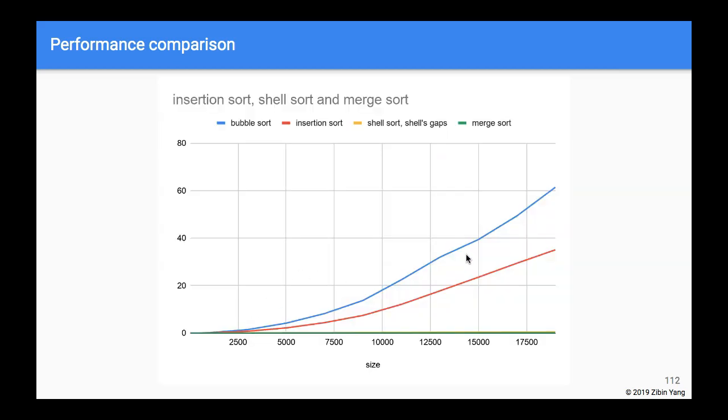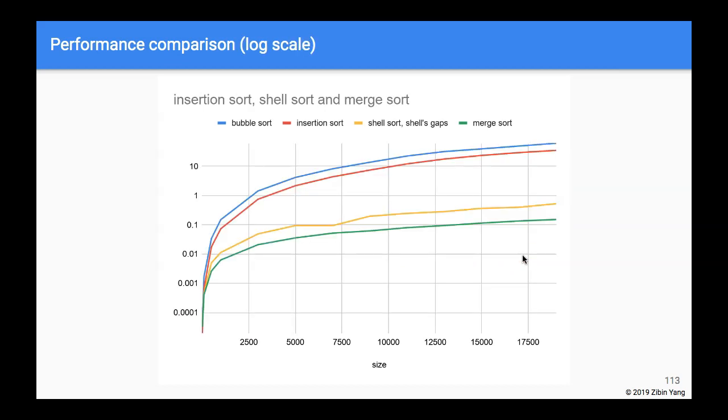So here's a plot. The blue and the red are the bubble and insertion sort, and on this plot, the shell sort and the merge sort don't even register, just because these two are so much faster. So I plot again on the log scale. Now you can see that there are some differences, but again, bubble and insertion sort are a lot slower than shell and particularly merge sort.